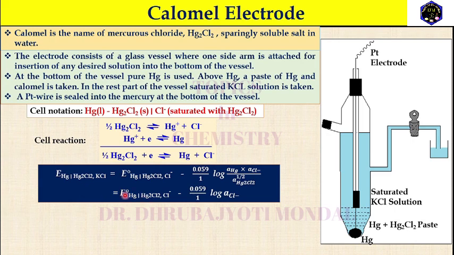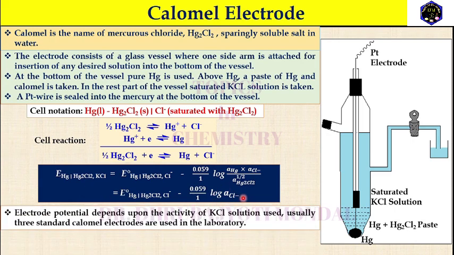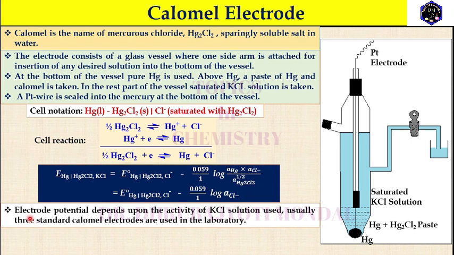Now from that equation you can see that the E cell depends on the activity of Cl minus. So you can say the electrode potential depends upon the activity of the KCl solution used. Usually three standard calomel electrodes are used in the laboratory.